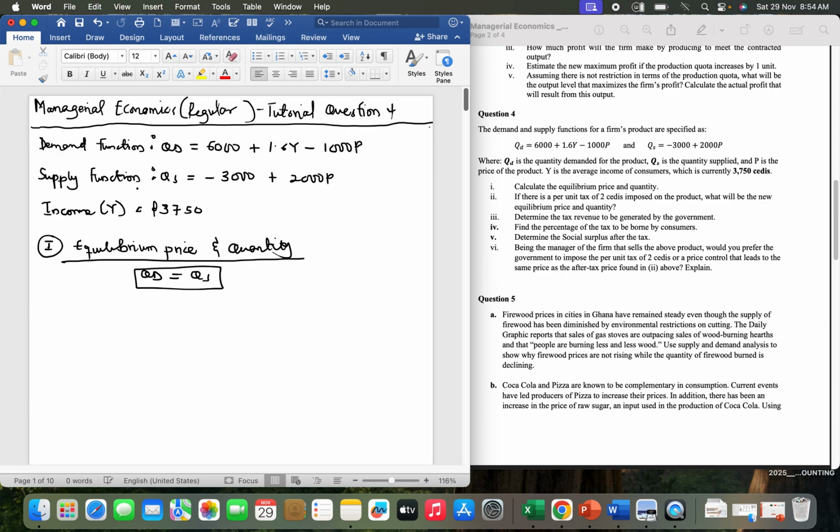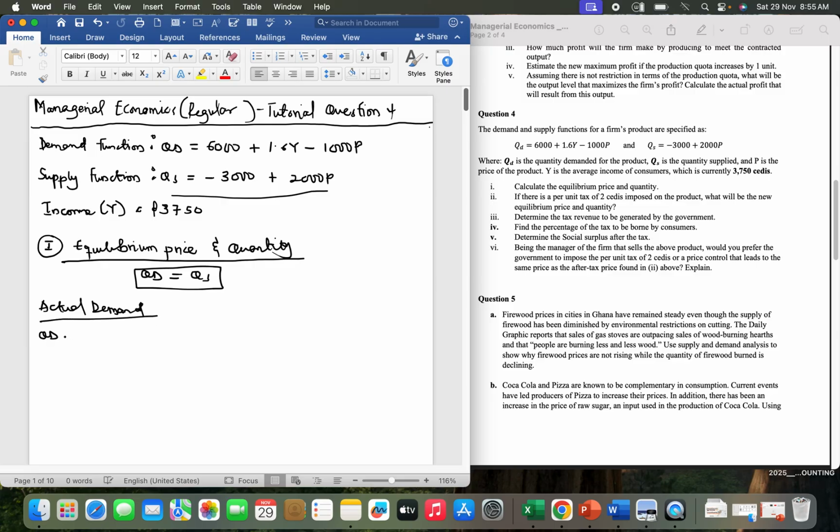But before we start, the supply function gives a complete function because it shows what? A positive relationship between price and quantity of a product. But with the demand function, we don't have a simplified demand function. So we have to find the actual demand function before we will be able to find the equilibrium price and quantity.